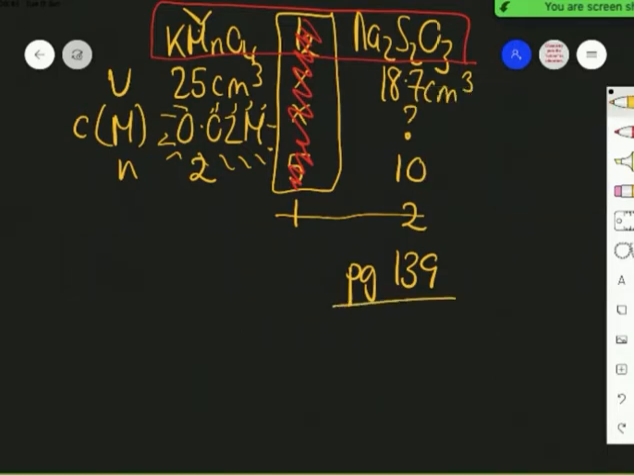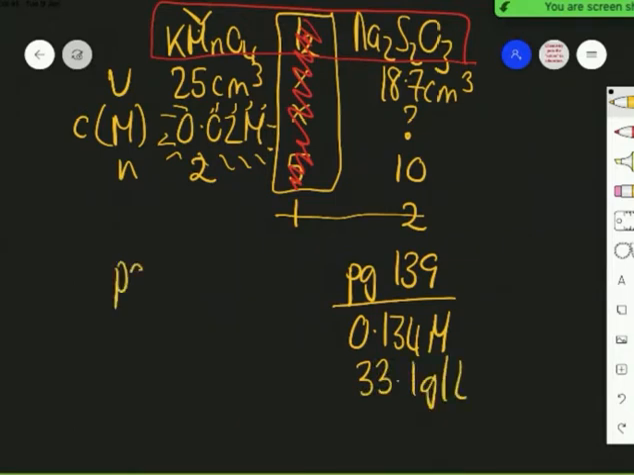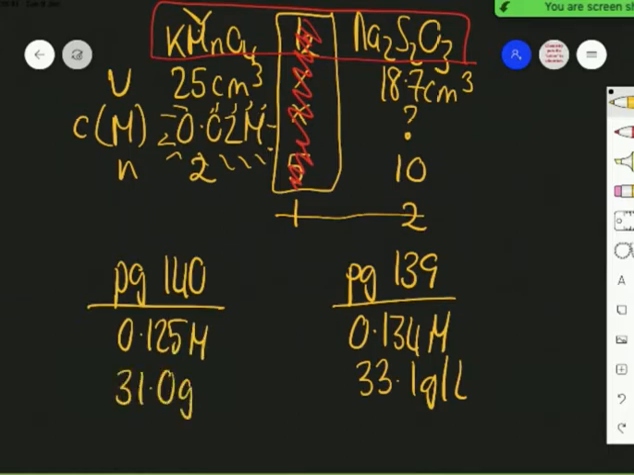So page 139, I'll leave you with the answers. The molarity is 0.134 M, and the grams per litre is 33.1. And on page 140, I'll attach the question 9 and question 10 answers as opposed to solutions to the assignment post. But for the 2007 maths, it is 0.125 M and it is 31.0 grams per litre.